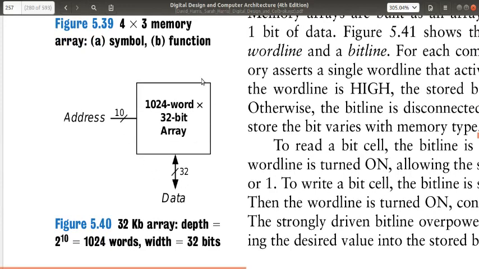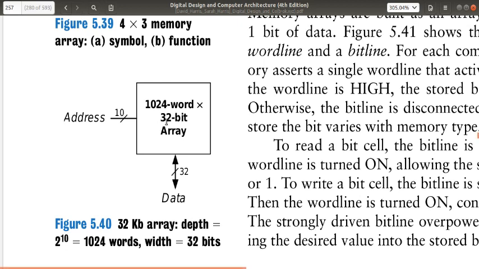So this is a more general and practical memory. This has a 10-bit address line. That means it can accommodate 2 to the power of 10, that is 1024 address memory locations, and that is 1024 words. And each word is how many bits? 32 bits wide. So this is a 1024 by 32 array. 1024 is 1K, so this is a 32 kilobit array.